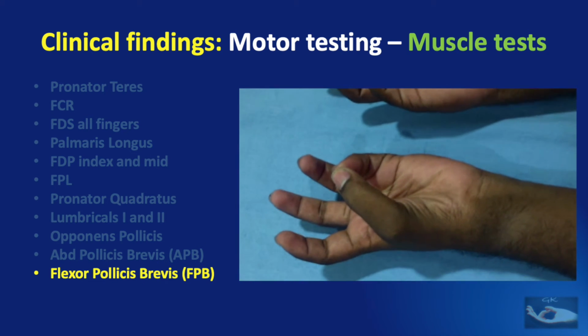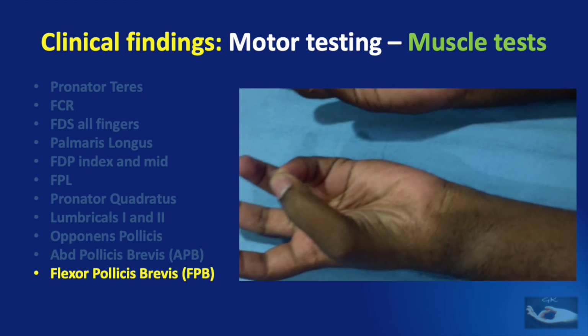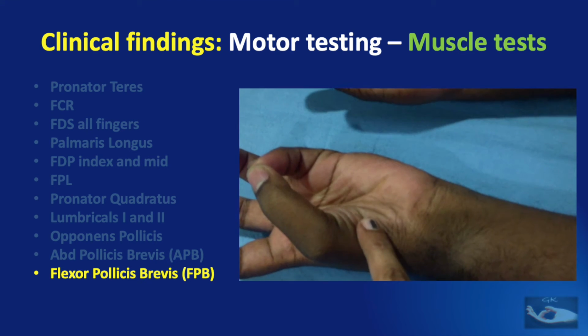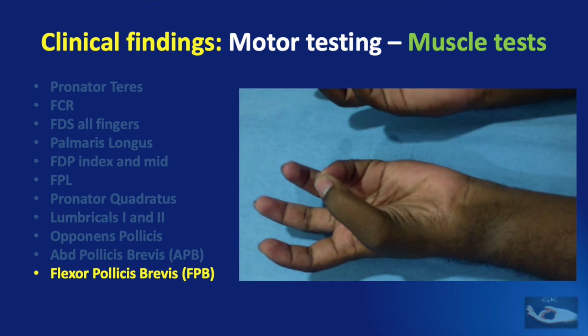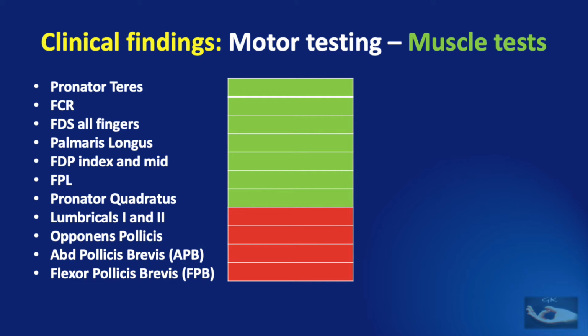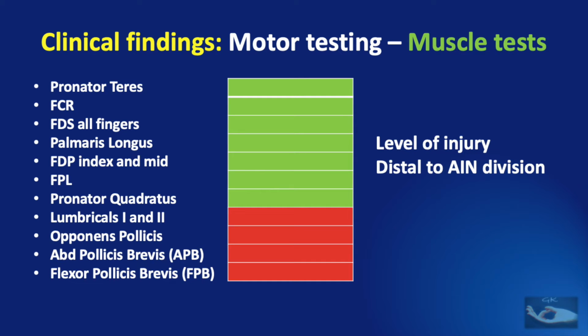There are trick movements that can occur, like in this patient in whom opposition seems to be present but there is a loss of tone of the abductor pollicis brevis, which means that the median nerve is involved. In this patient, after completion of all the muscle testing, it was noted that the deficit was only at the level of the hand, that is, the lumbricals 1 and 2, the opponens pollicis, the abductor pollicis brevis, and the flexor pollicis brevis were involved.